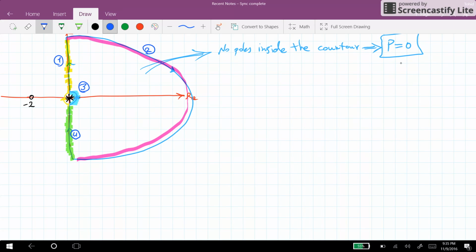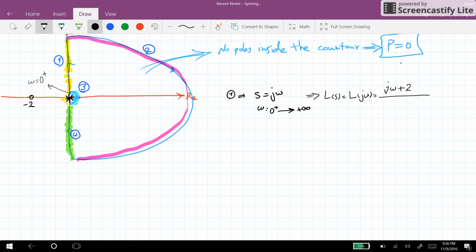Okay, so now we can start to draw the Nyquist plot for the first segment. For segment number 1, we have s equal to j omega, where omega goes from 0 plus until plus infinity. So I assume that at this point we have omega equal to 0 plus, some value just a little bit bigger than 0. In this case I can write L of s equal to L of j omega, for which we will have (j omega + 2) over (j omega) to the power of 3.